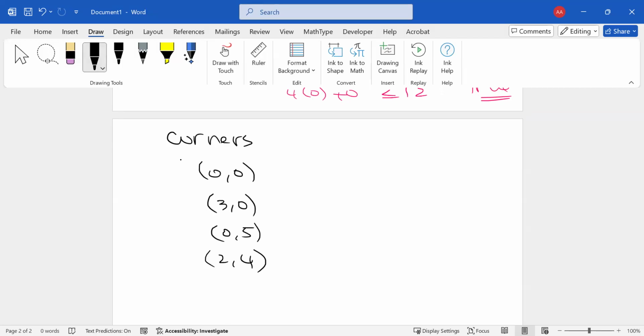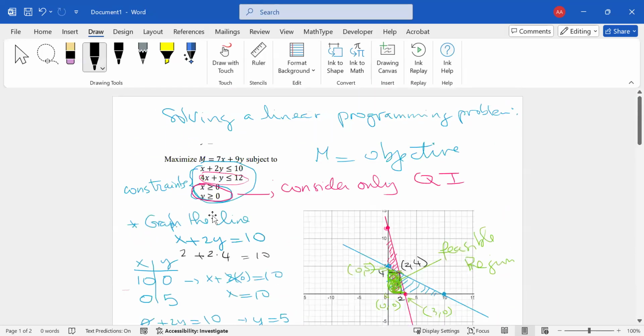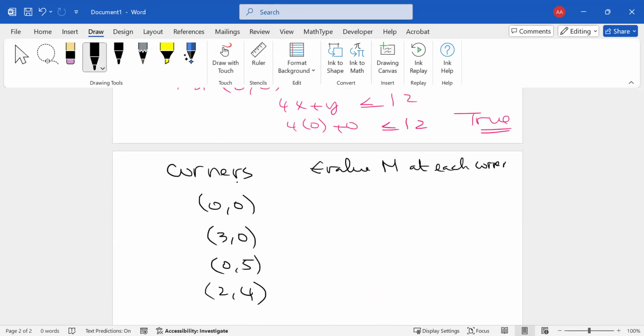Okay, we're gonna evaluate the objective at each one of the corners. Evaluate M at each corner. Remember, M is what? M is 7x plus 9y. So we're going to evaluate M at each corner.